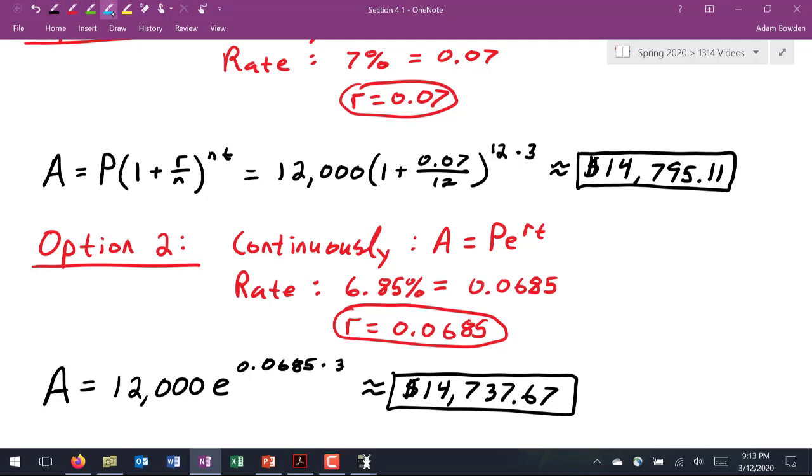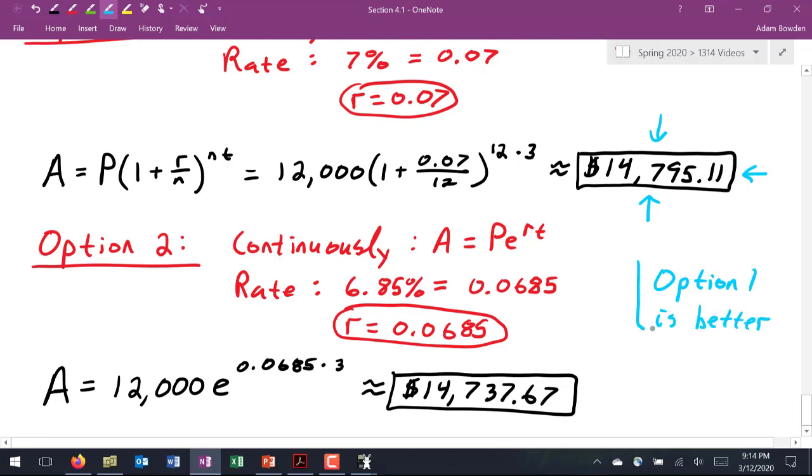So of these two, we can see which one is actually bigger. Option number 1, that's compounded fewer times but has a higher interest rate, would be better. So that shows you how the different interest rates and compounding can interact in order to produce more or less interest as a result.